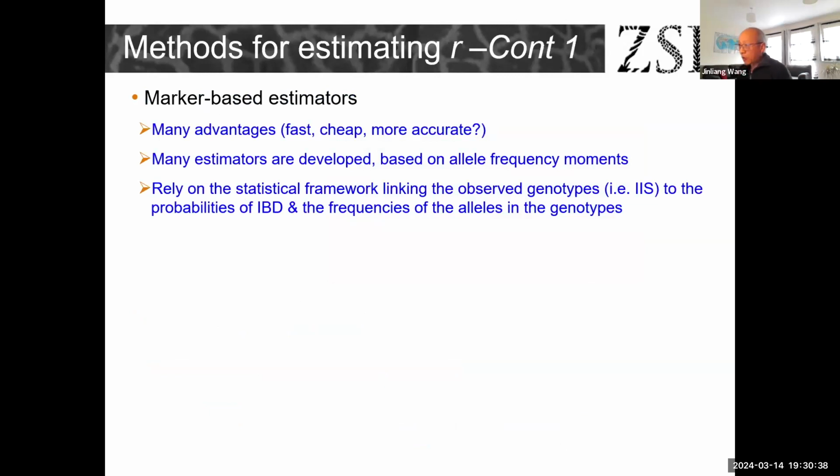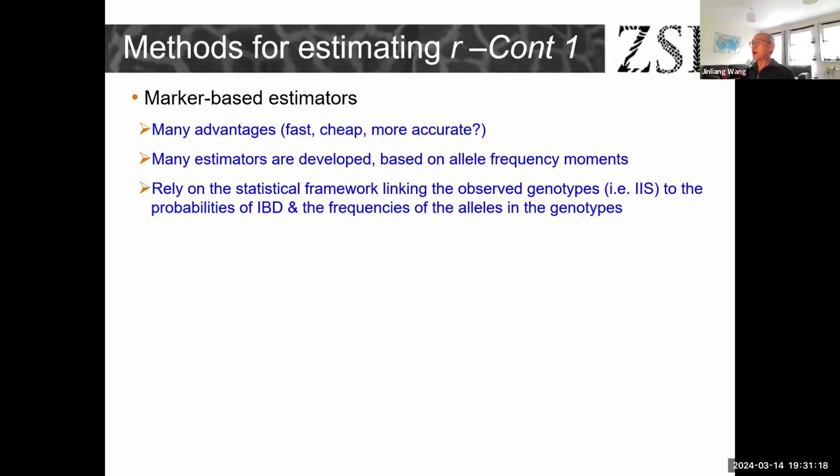So alternatively, we can use genetic markers to make an estimation of relatedness. There are quite a few advantages with markers. First, it is fast, obviously. We just need a single sample from the current population. We do not need to accumulate information over generations, which is time-consuming. And it is also cheap nowadays with next generation sequencing. It's relatively cheap. And also it's more accurate.